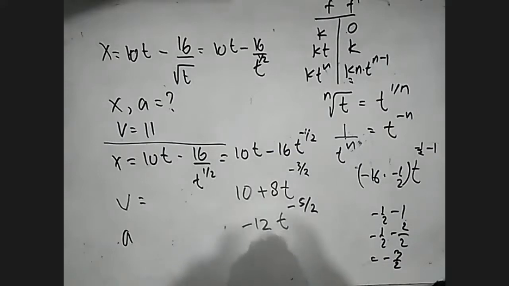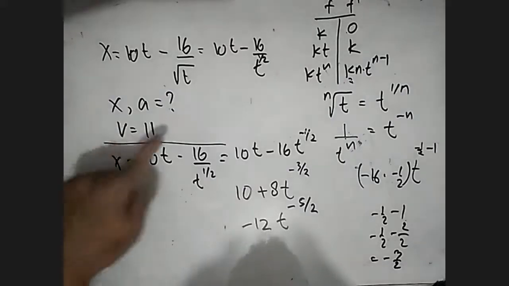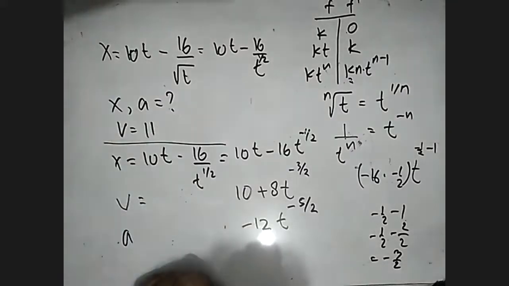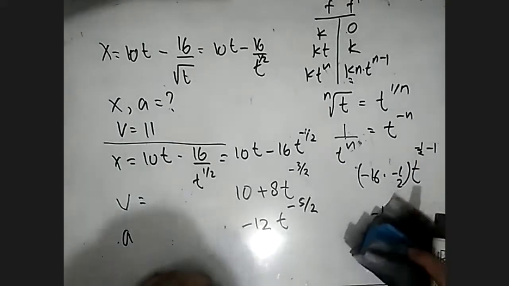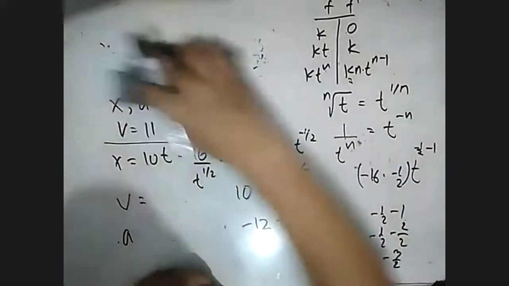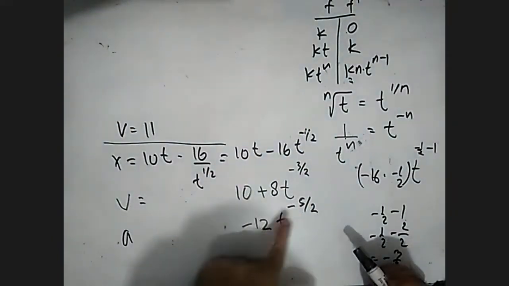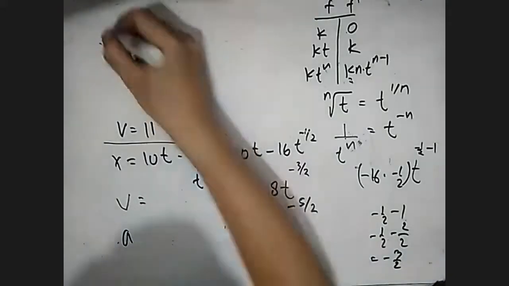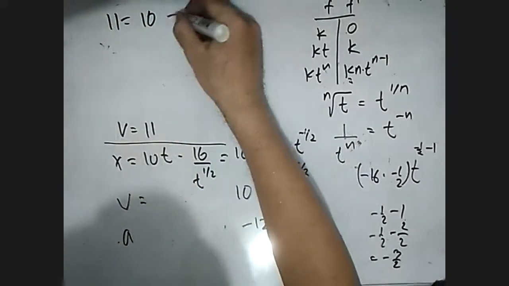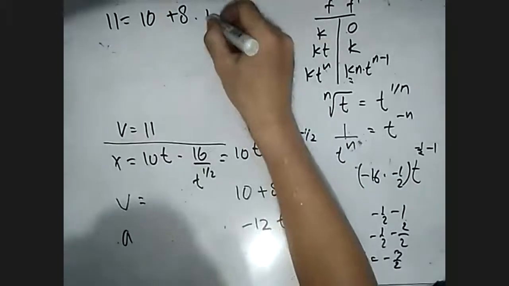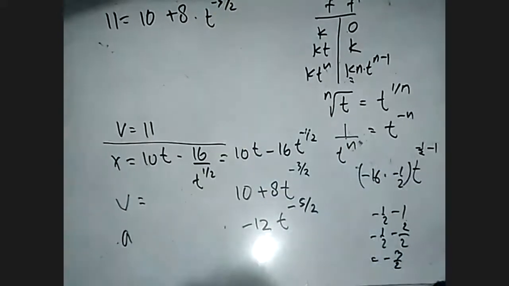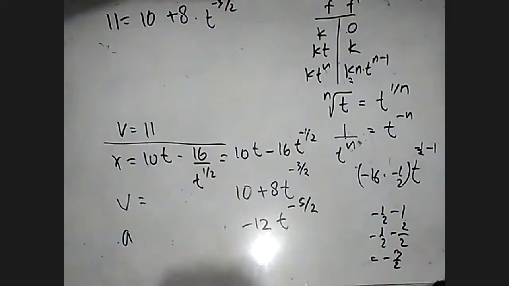If there is no question here, then we can find T by using the formula. V is 11. Now I'm going to erase this. When V is 11, we're going to use this formula: 11 equals 10 plus 8 times T to the power of minus 3 over 2. We're going to use that information to find T.